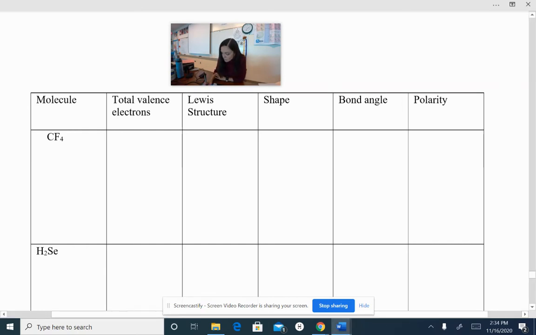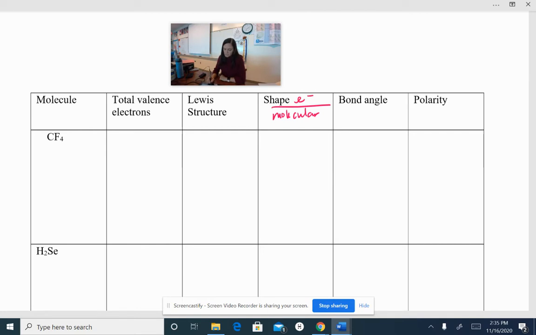We're going to do both types of shapes. We're going to do the electron shape, and we're going to do the molecular shape, both of them. Okay, so I want both shapes. I want the bond angle, and I want the polarity. Okay, so let's do carbon tetrafluoride together really quick.